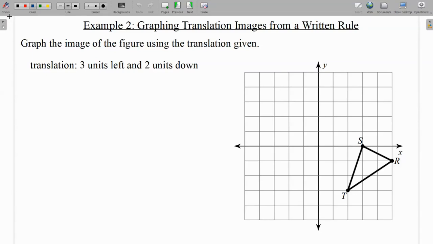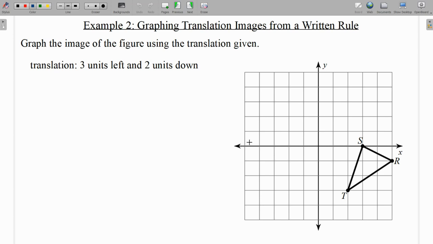In this problem, we're asked to graph the image of the figure using the translation given, and we're taking this original pre-image, which is triangle RST, and we're going to be moving it 3 units left and 2 units down. So in the last example, I showed you how to take a pre-image and move it to its new location and call it our image using a point-by-point way of doing that.